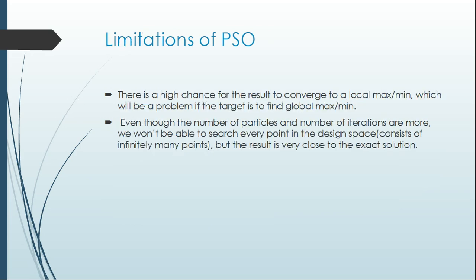PSO is used for image segmentation, image registration, and feature selection. Now we'll see the disadvantages, which are known as limitations of particle swarm optimization. Number one, there is a high chance for the result to converge to a local maxima or minima, which will be a problem if the target is to find the global maxima or minima. Even though the number of particles and number of iterations are more, we won't be able to set every point in the design space, which consists of infinitely many points. But the result is very close to the exact solution.